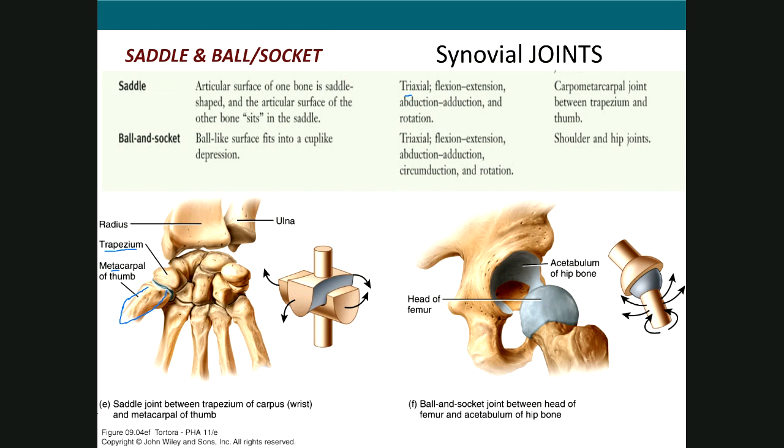Then is the ball and socket joint. So this is the most movable joint in the body. We've got two regions that are ball and socket, which are the shoulder and the hips, and they're triaxial. So we can flex, extend, abduct, adduct, and circumduct the shoulder joint. Okay, we are done with our joints for the day.